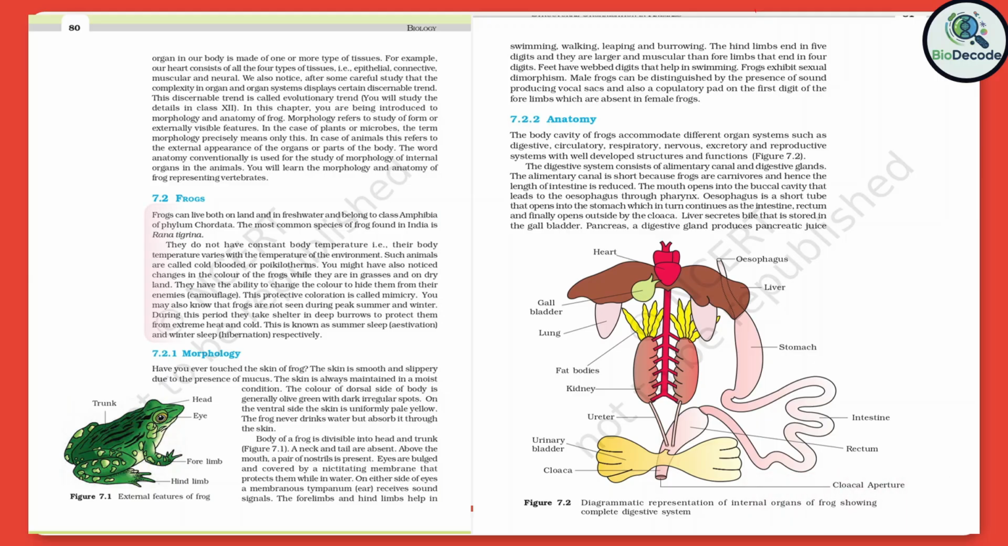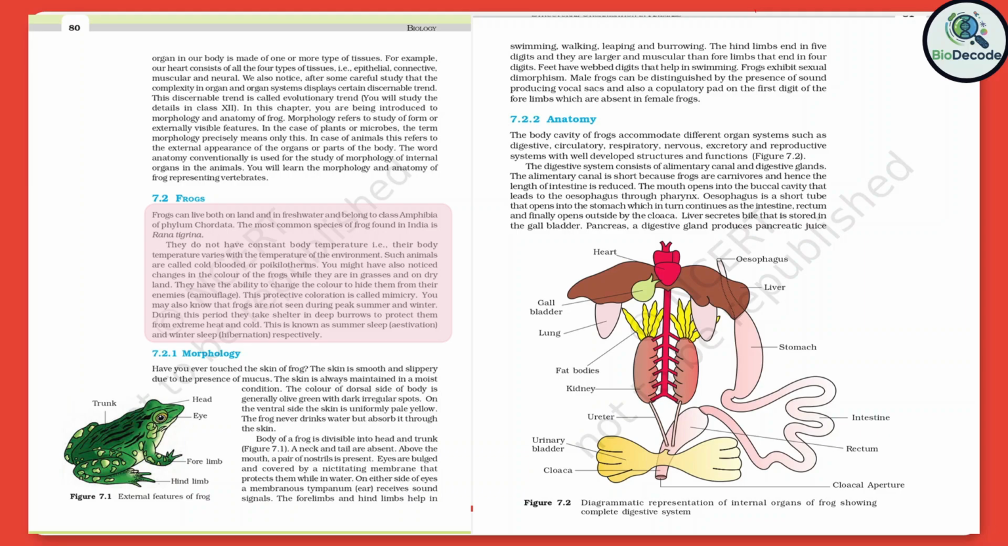Frogs. Frogs can live both on land and in freshwater and belong to class Amphibia of phylum Chordata. The most common species of frog found in India is Rana tigrina. They do not have constant body temperature. That is, their body temperature varies with the temperature of the environment. Such animals are called cold-blooded or poikilotherms.